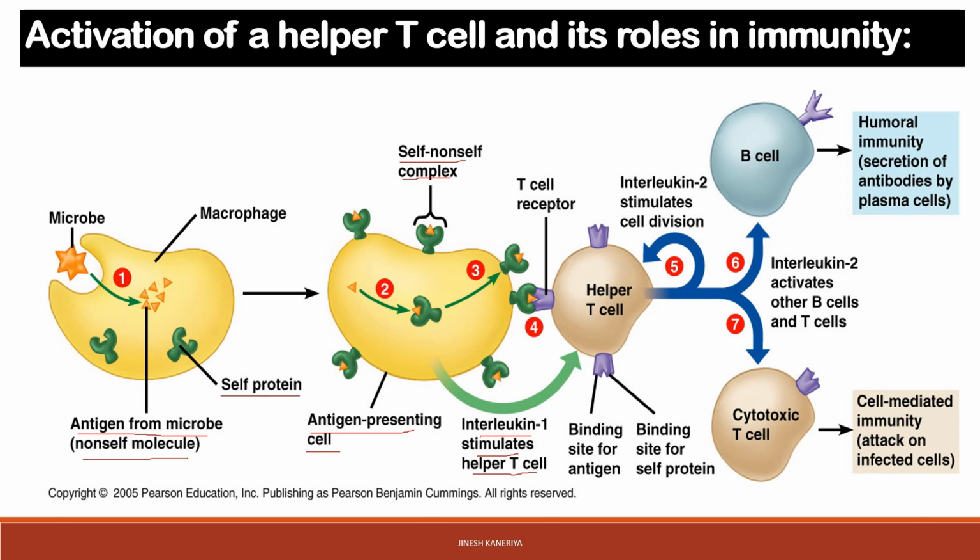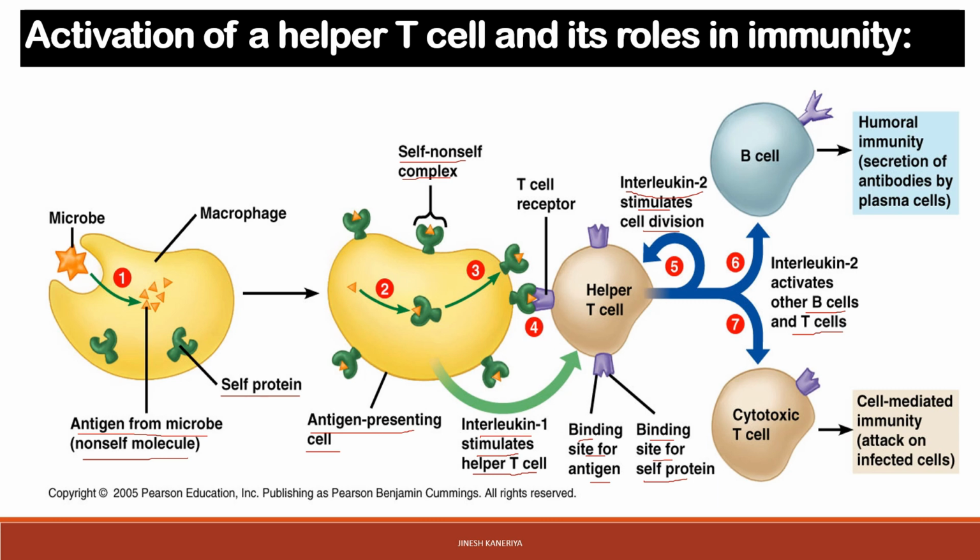After the T helper cell binds with the antigen presenting cell, there is a binding site for the antigen and a binding site for the particular self protein. After binding with these antigenic components, T helper cell 1 is also activated, releasing interleukin 2 to stimulate the cell division process, and it also activates the B cell or cytotoxic T cell.